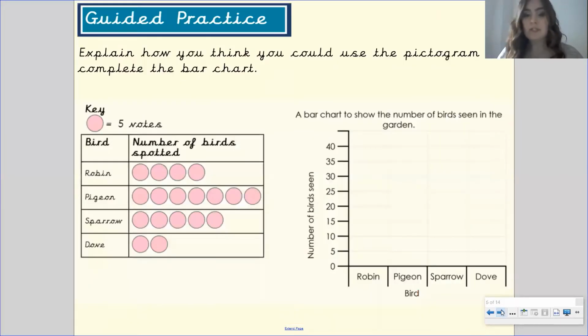Okay, so I want you to explain how you think you could use the pictogram to complete the bar chart. So have a quick look at the pictogram and then have a look at the bar chart here. I want you to pause the video and have a think about how you could use it to help you complete this.